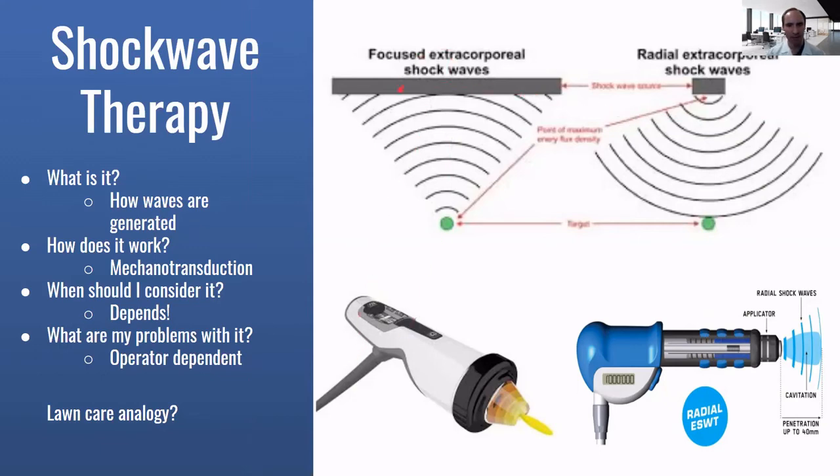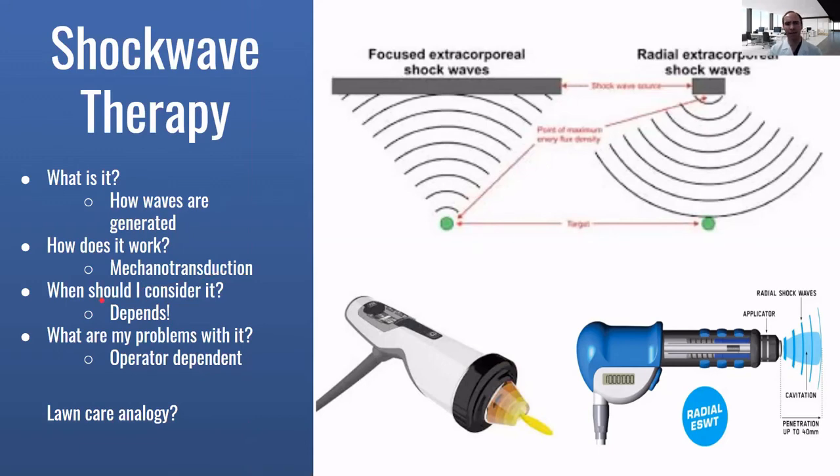Basically this focuses at one point, and it's used in conjunction with the radial shock wave to help bring and stimulate the healing. By using the combination, it reduces the amount of treatments that you need, because they work differently by focusing in there. It works with a mechanical transduction, focusing on transferring that energy into your Achilles.